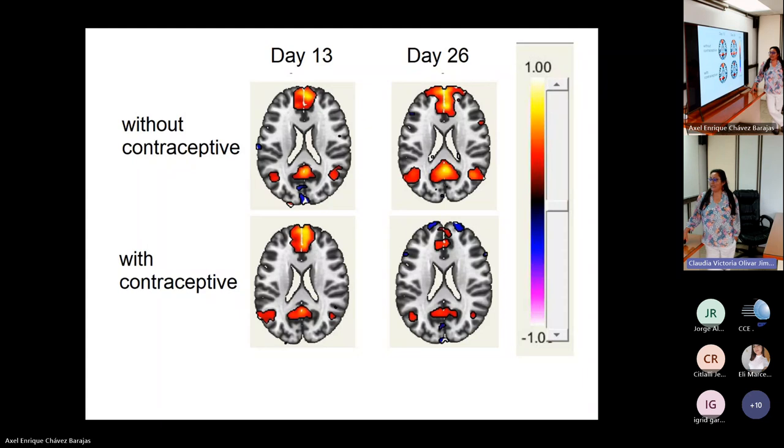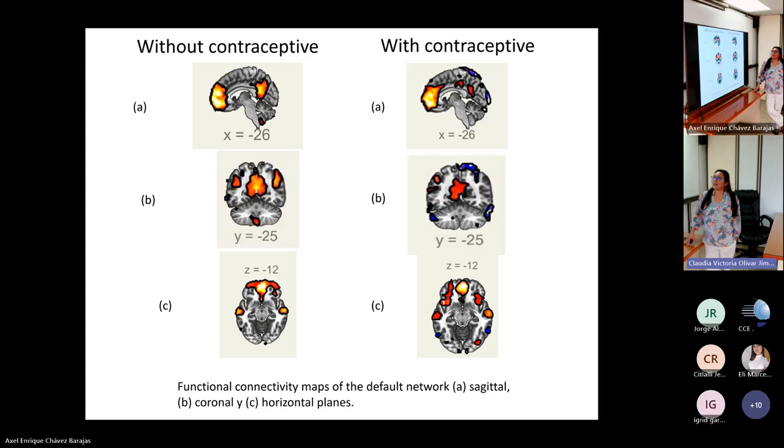We think that consuming contraceptive has effects on the quantity of oxygen consumed by the brain, which can be an indicator of the functional connectivity in the brain. There are other codes on other planes in the same case. You can see that where the woman doesn't consume contraceptive, the intensity is higher than when the woman is consuming contraceptive.